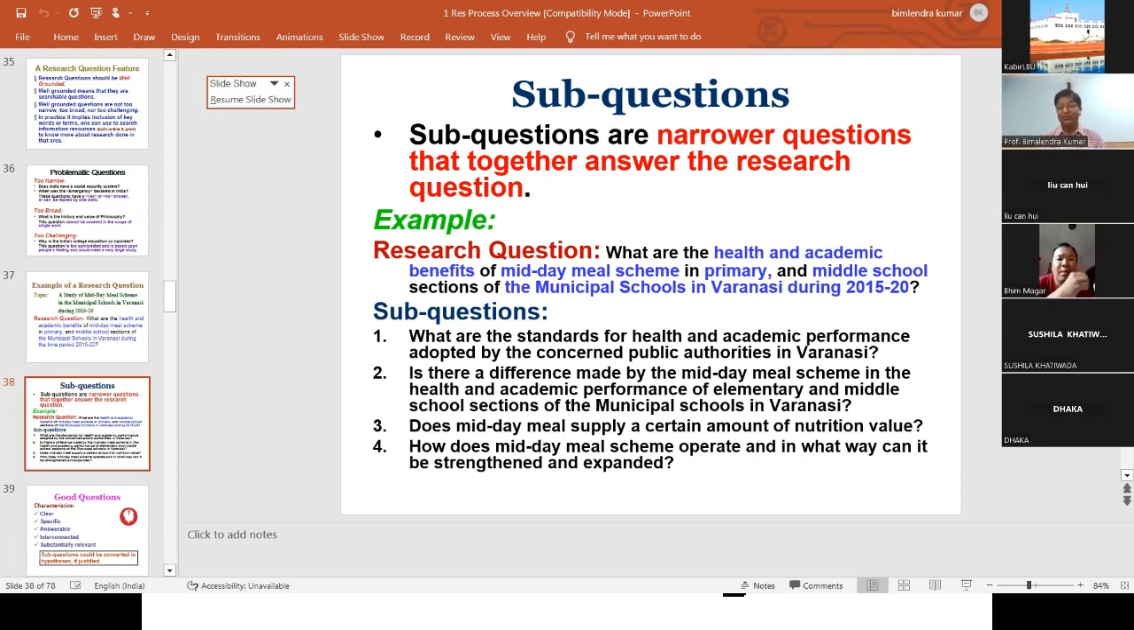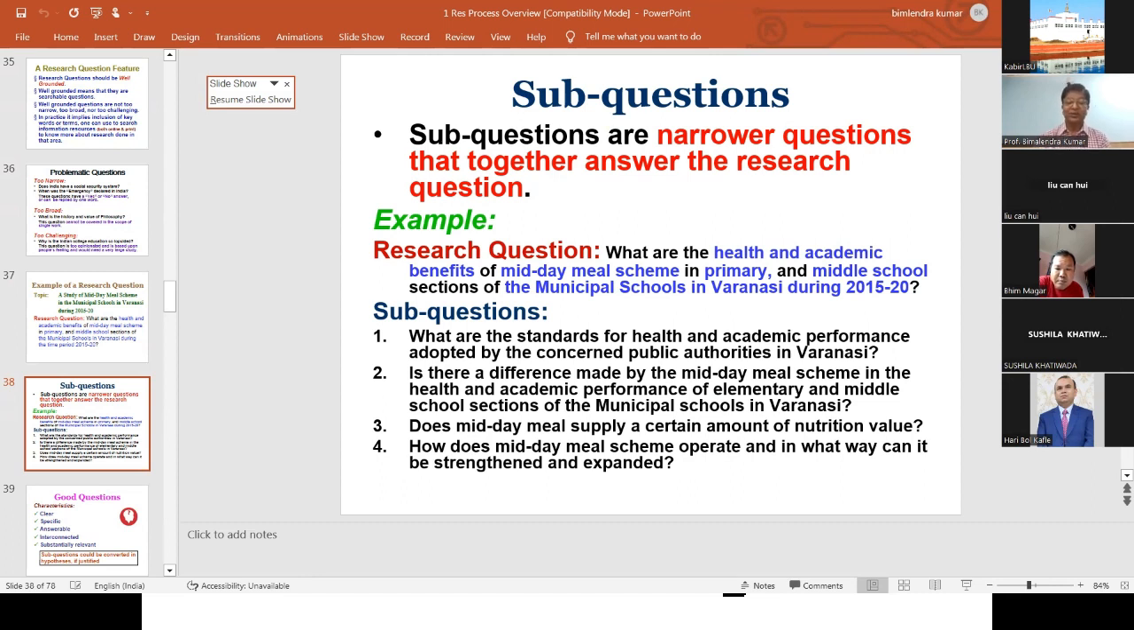Now there are three, four subsections, sub questions related with our main research question, that what are the standards of the health and academic performance adopted by the concerned public authorities in Varanasi. The second question is, is there a difference made by the midday meal scheme in the health and academic performance of elementary and middle school sections of the municipal schools in Varanasi?